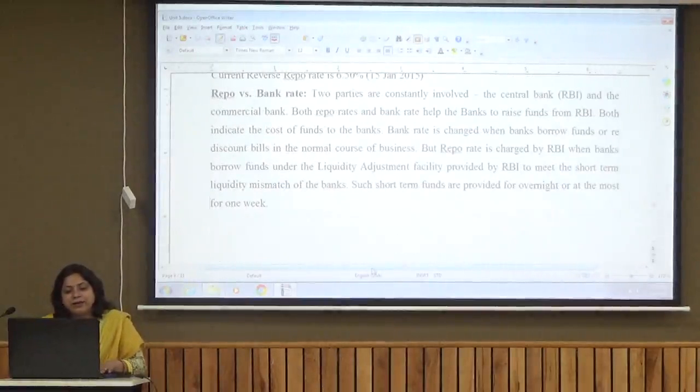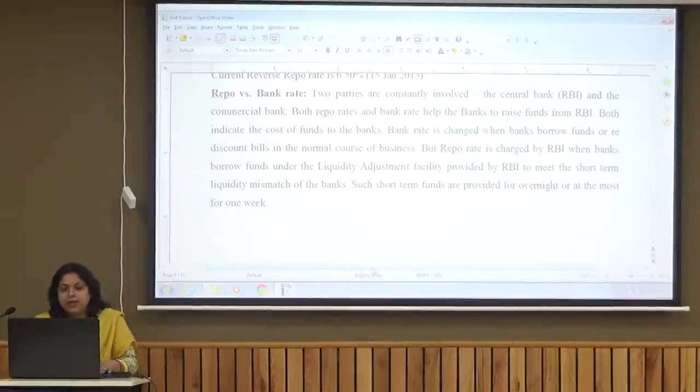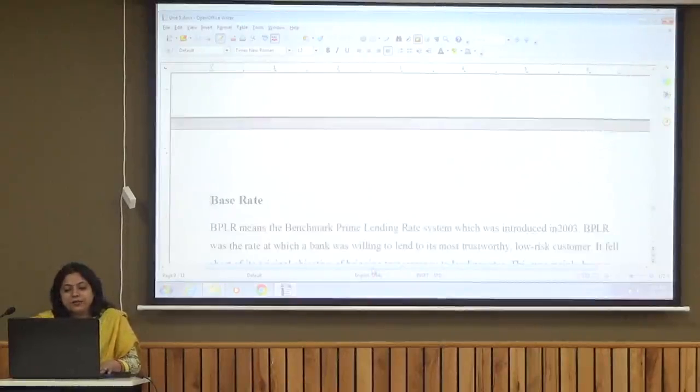Repo versus bank rate. Two parties are constantly involved, the central bank and the commercial bank. Both repo rate and bank rate help the bank to raise funds from RBI. Both indicate the cost of funds to the bank. Bank rate is changed when the bank borrows funds or rediscounts in the normal course of business.